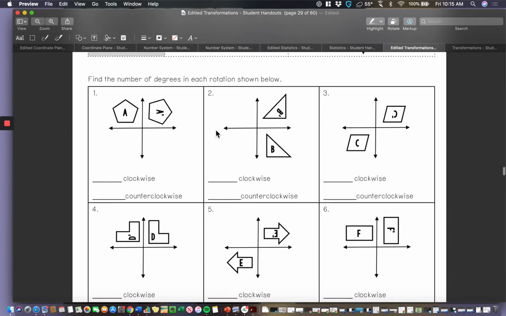Alright, so find the number of degrees in each rotation shown below. So here we go, we have a pentagon here with A. Remember, this does not have the apostrophe, so this is the image I'm going to start with. You always want to start with the figure with the letter that does not have the apostrophe. That's your pre-image. No apostrophe, it's pre-image. So we can take this pentagon and rotate it one time that way. As you can see, it turned. We did one turn that way, so that would be a 90-degree turn.